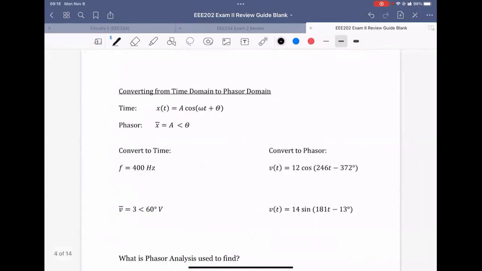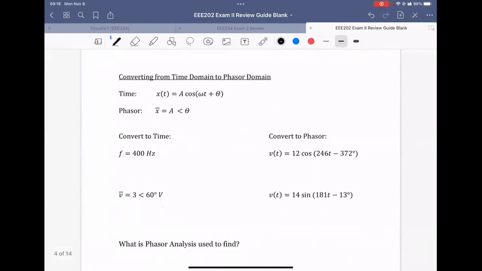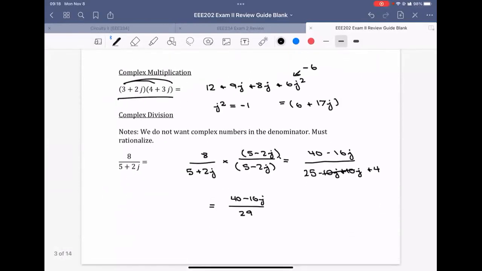I believe we got one more part before getting into the real circuits. For the division, he always wants us to put it into decimals. So is he expecting us to do 40/29 and then 16/29 and put it in decimal? Yeah, then you could break that fraction up. Exactly. So 1.38 minus 0.552j.